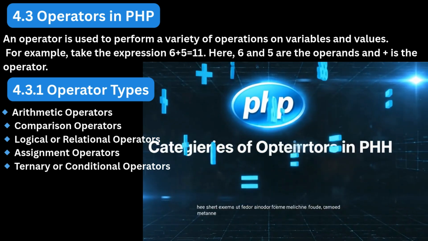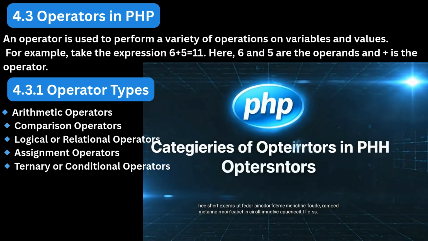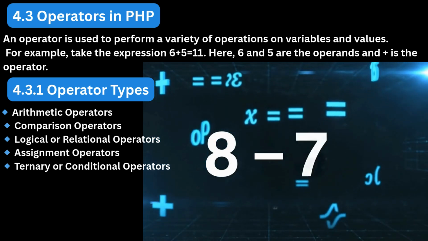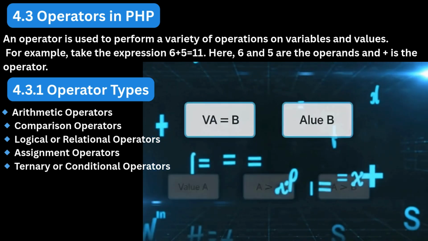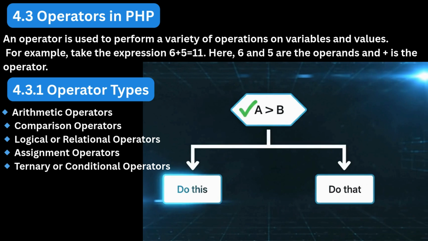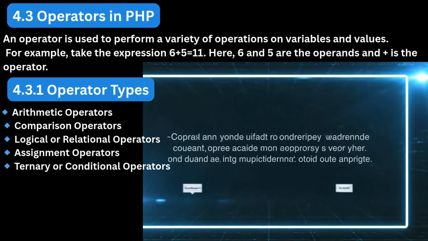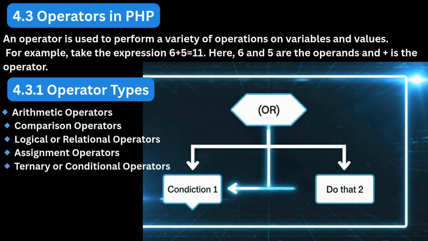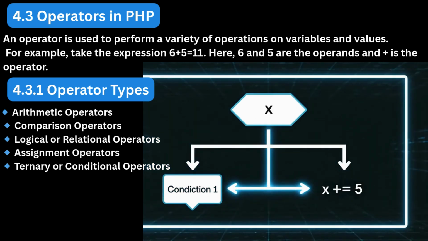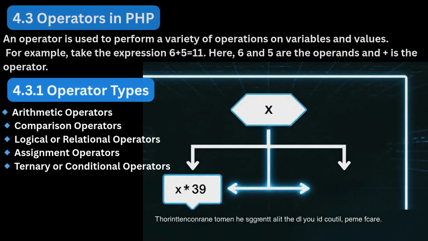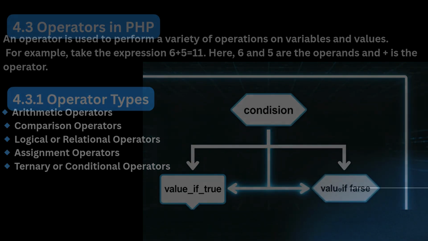Finally, we come to the ternary or conditional operators, which offer a compact way to write simple conditional statements. This operator allows us to evaluate a condition and quickly choose one of two possible outcomes, all within a single line of code. It's a powerful tool for writing concise and readable PHP programs. Together, these operator types form the backbone of PHP programming, enabling us to process data, control the flow of logic, and create dynamic, functional applications.